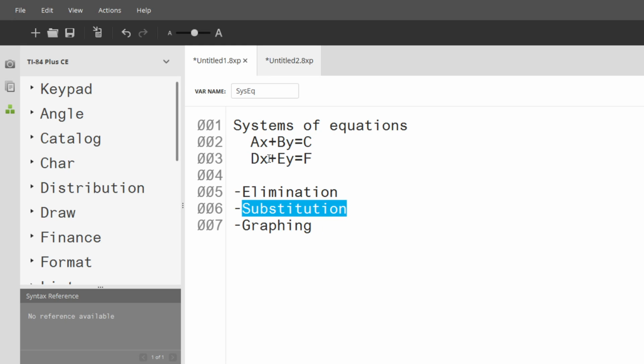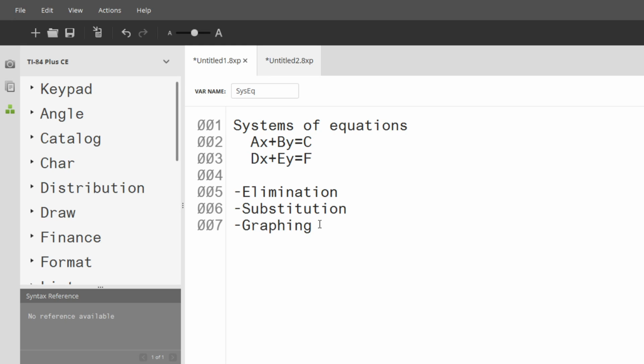Then there's substitution, where you solve for one variable, say x here. So then you have x is equal to some value plus or minus y, and you substitute that value for x into this equation so that you only have one variable, in this case y. So you'd have a times some value plus or minus y plus some value b, which is equal to some number c. Then you can solve for the exact numerical value of y, and go back into this equation with your substituted x is equal to something y, and solve for the value of x.